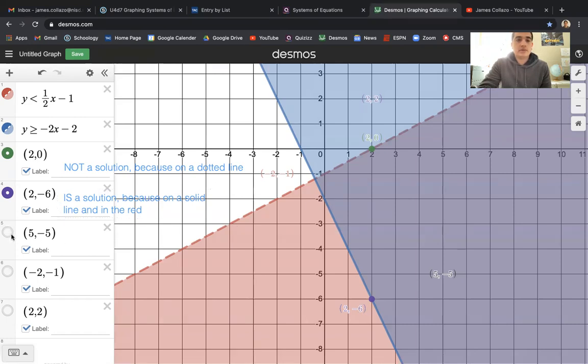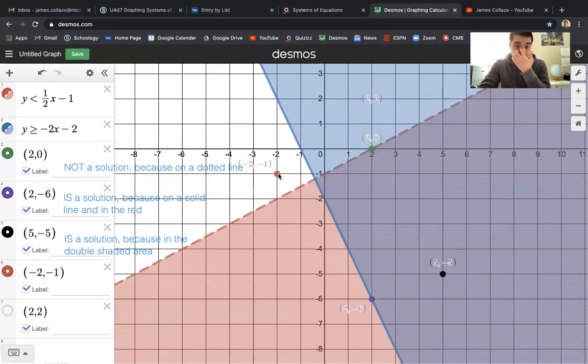The next point is 5, negative 5. Well, look at that. That's an obvious one, right? That one is clearly a solution because it's in the double shaded area, okay? If it's in the double shaded area, automatically it's a solution, right? Here's the blue shaded, here's the red shaded, and now we have kind of some purple shaded. So when it's in that double shaded, that's a solution. Always, easy, okay?